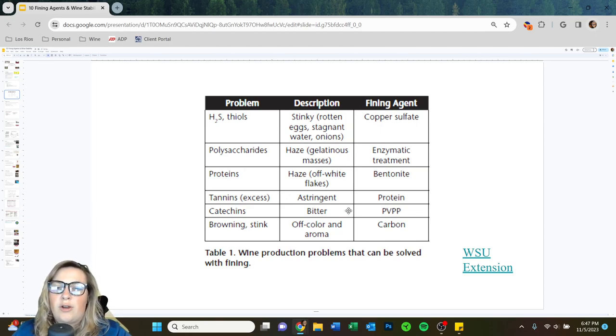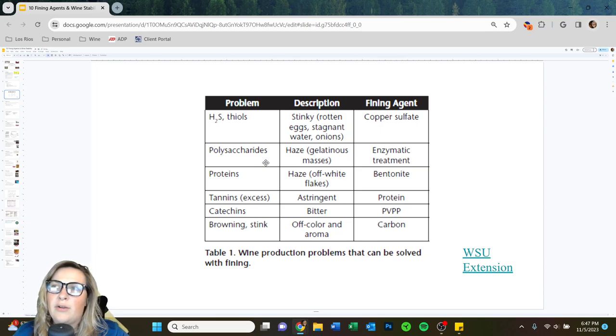Here's a nice little chart given to us by Washington State University Extension, WSU, and it lines out the problem, a description, and then the fining agent that's used to treat that problem. So hydrogen sulfide, H2S, we talked about this in class, is a kind of stinky, rotten egg smell. It can smell like onions or stagnant water sometimes. Thiols also are included in this. The fining agent to treat this is copper sulfate. If you made it to our winemaking lab, we actually did treat one of our students' wines with copper sulfate, and the results were pretty immediate, so it's very satisfying.